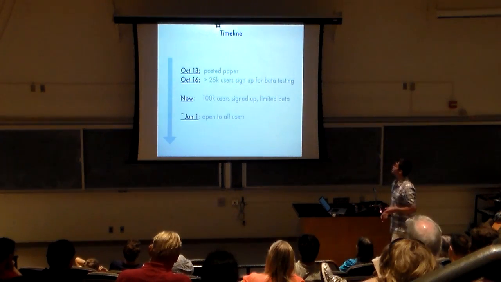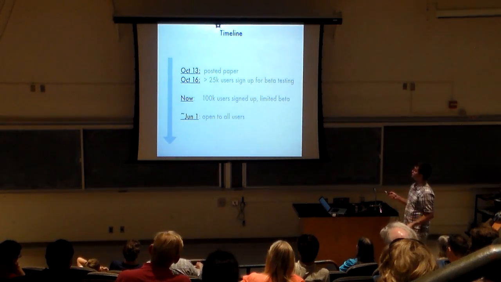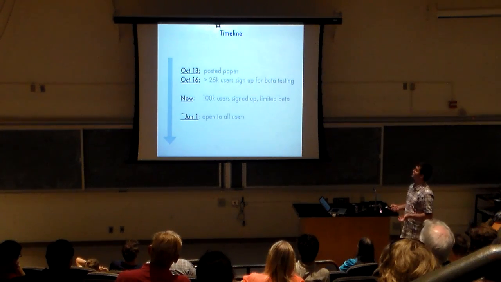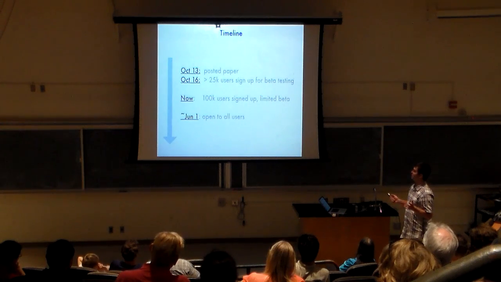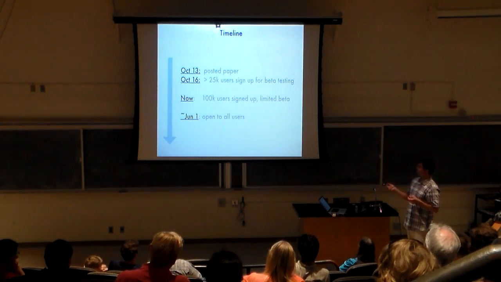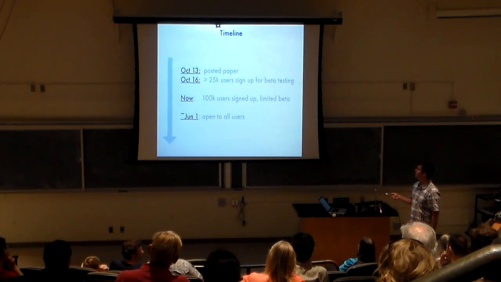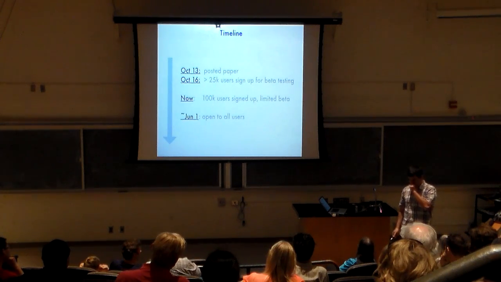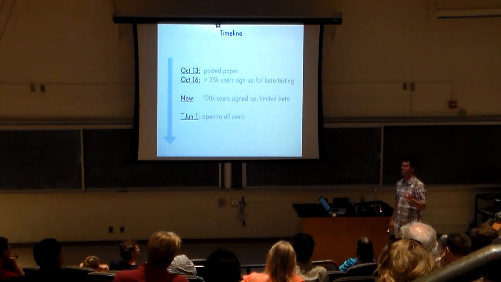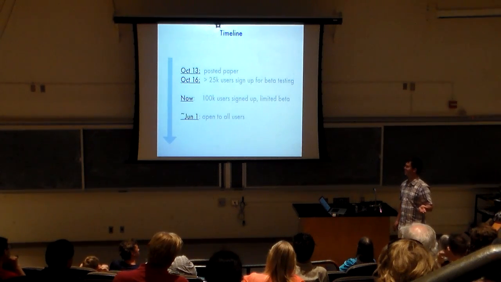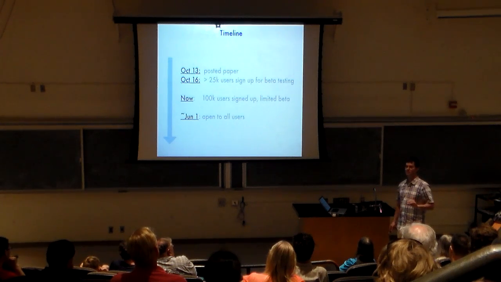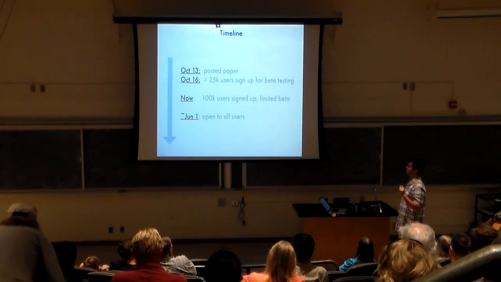So to give a sense of the timeline, we had our first paper that looked into the feasibility of this back in October, and just a few days later we had quite a bunch of press coverage, and we had 25,000 users sign up. Since then we've had a few waves of publicity, and so now we're up to about 100,000 users signed up. We're still beta testing our app, so we don't want 100,000 bug reports for every mistake that we make in our code. So we've been throttling how many people we sign up.